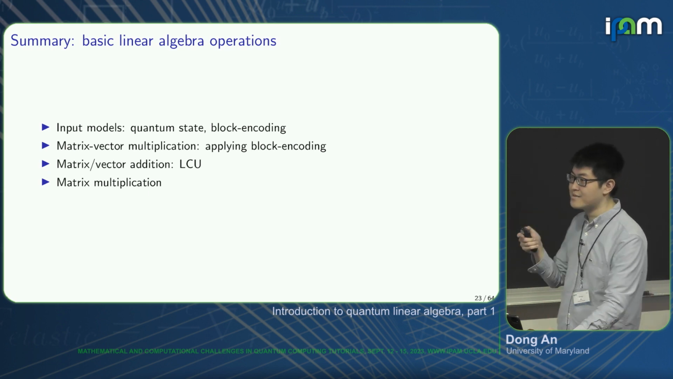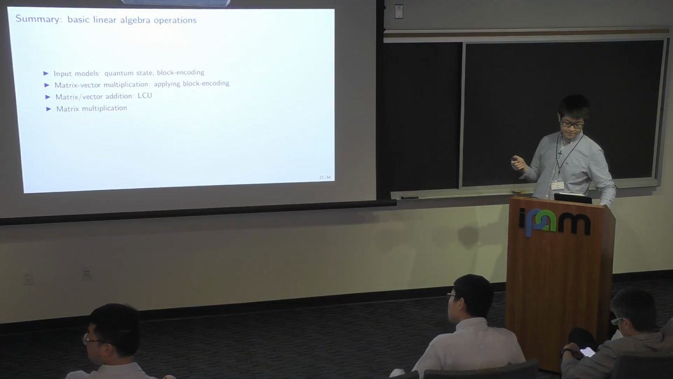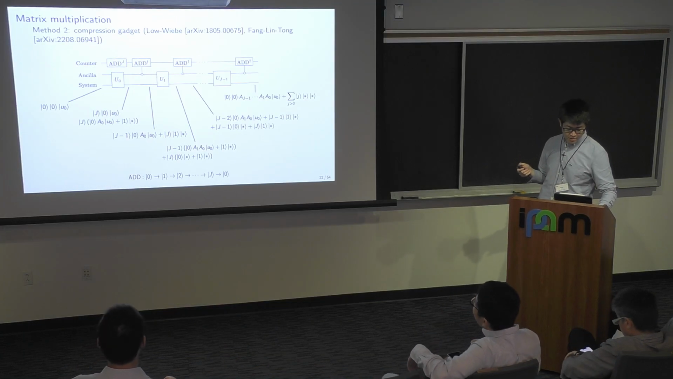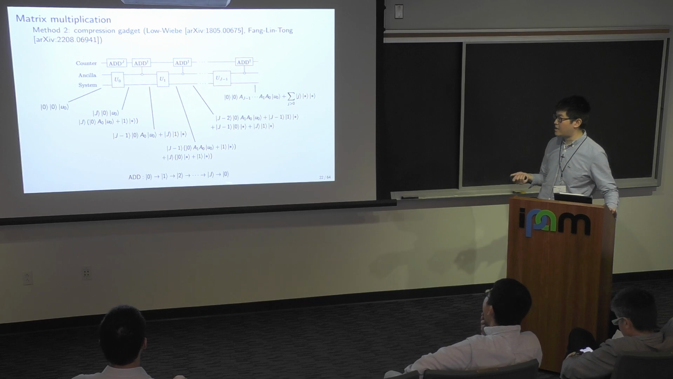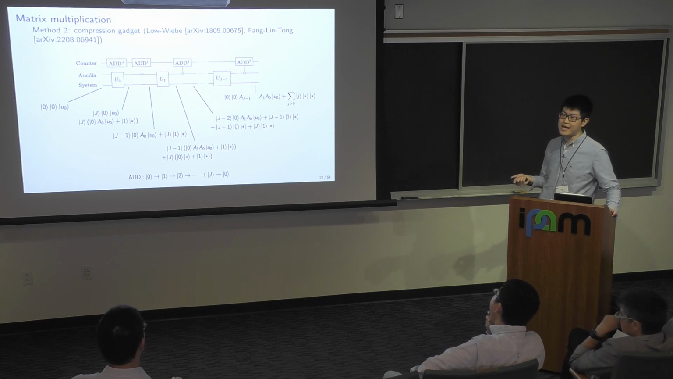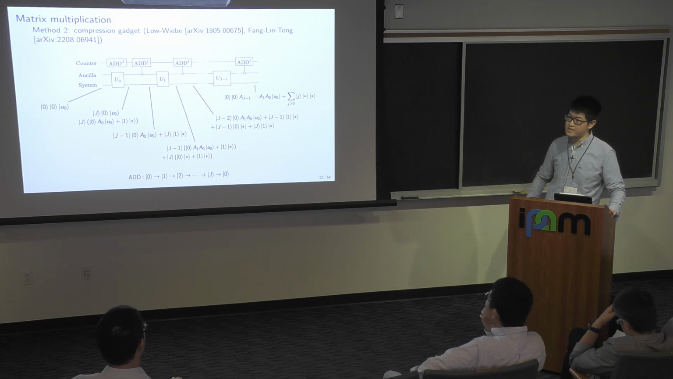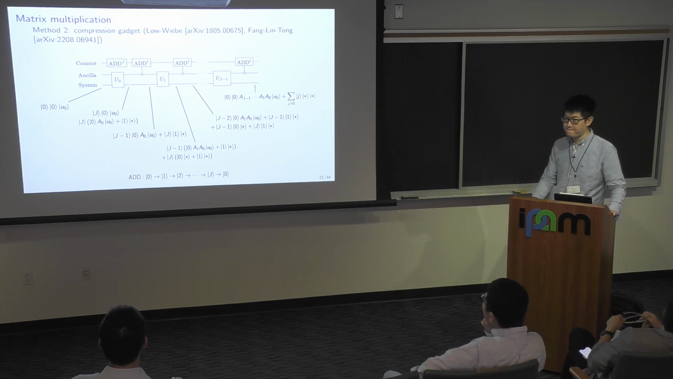So yeah. One question. For the first page, what's the cost for this add oracle? Oh, the cost of this oracle is polylog in terms of this capital J, because it is acting on the log number of qubits.